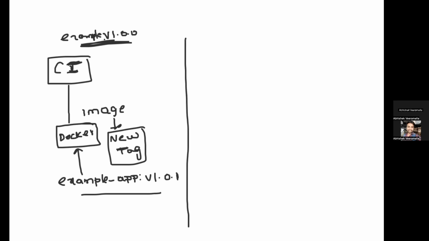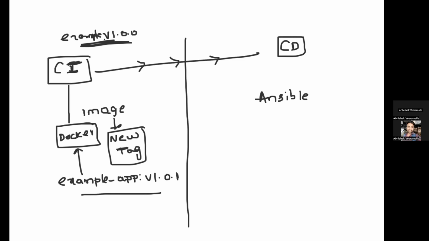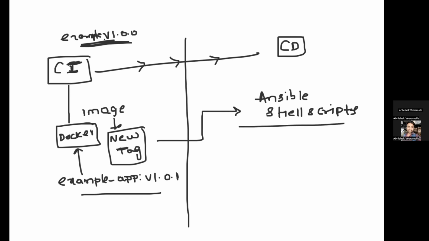Now, once this is pushed, how does your CD get triggered? This is the most important point. People are very strong in continuous integration, but people fail to answer about continuous delivery. So how do CI and CD communicate with each other? Traditionally, people were very used to using Ansible playbooks or some shell scripts, and they include the CD also in the same CI pipeline. So once the image is built, they usually trigger the Ansible playbook or the shell scripts, which will push or deploy the artifacts to Kubernetes or any of your target platform.